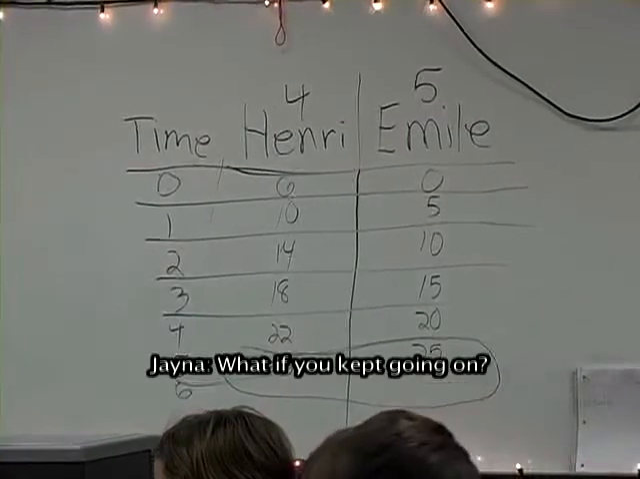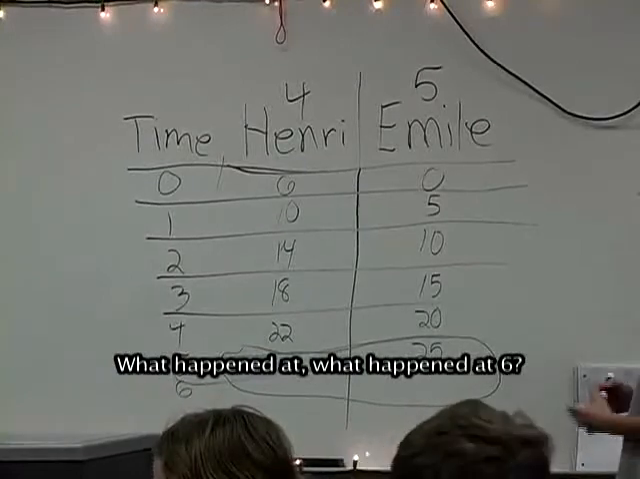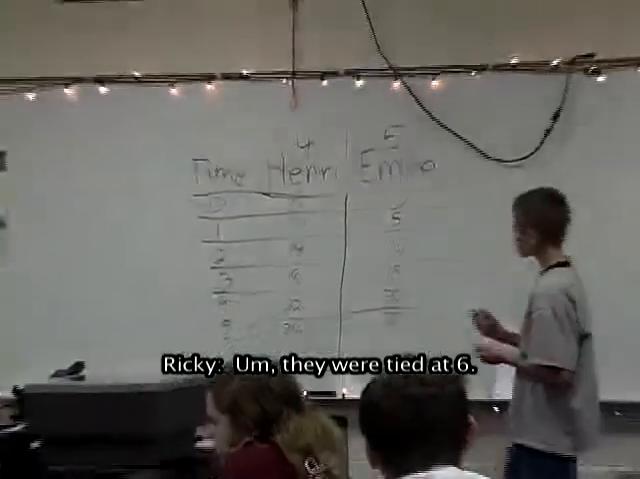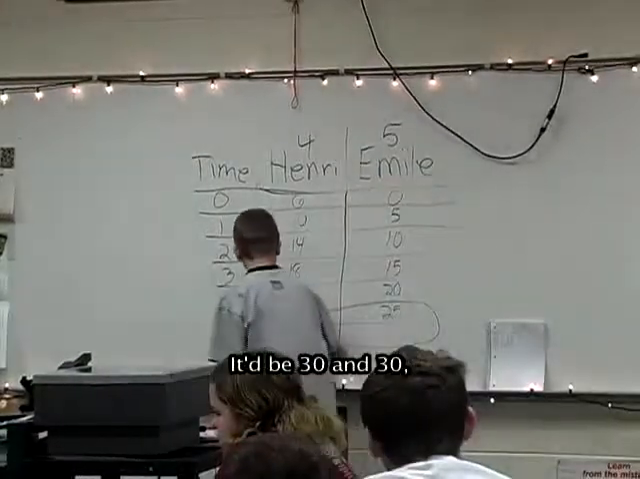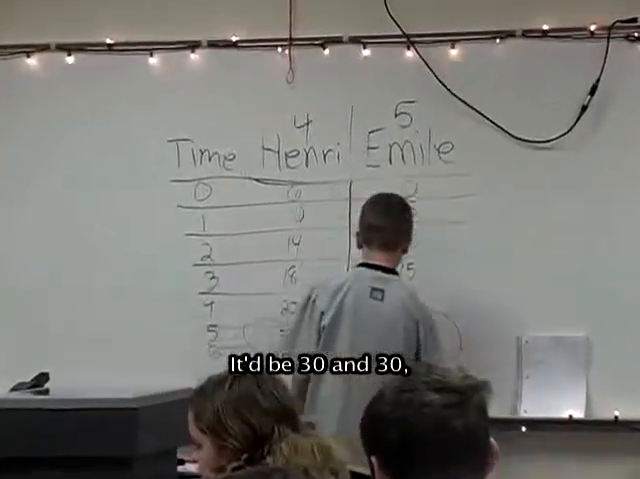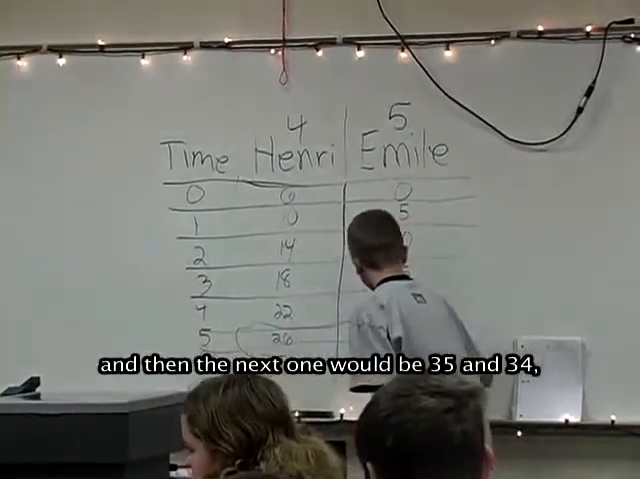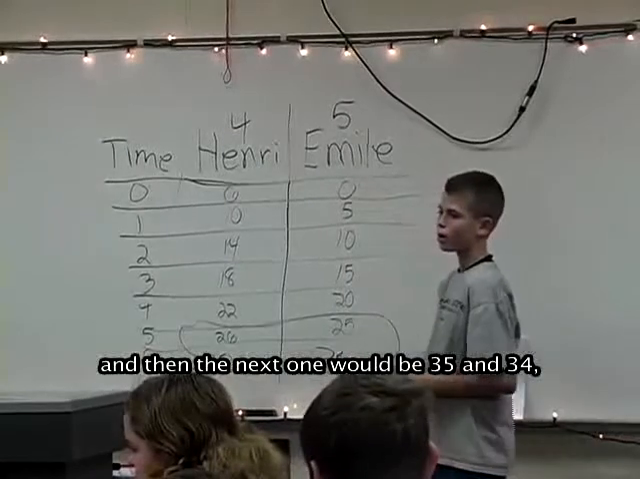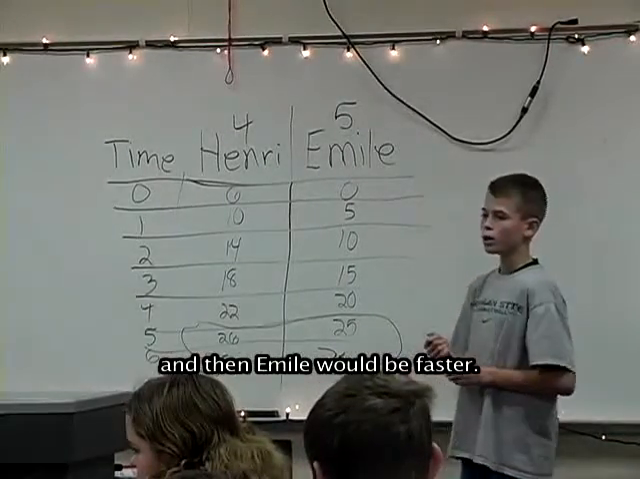What happened if you kept going? They were tied at 6. It'd be 30 and 30. And then the next one would be 35 and 34. And then Emil would be faster.